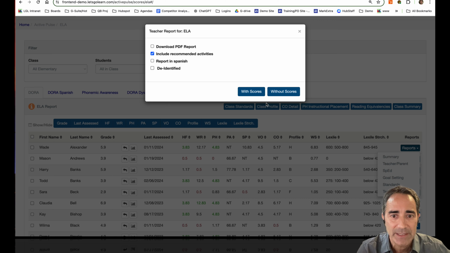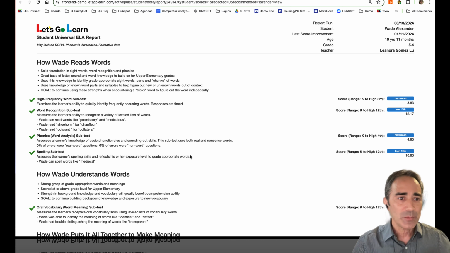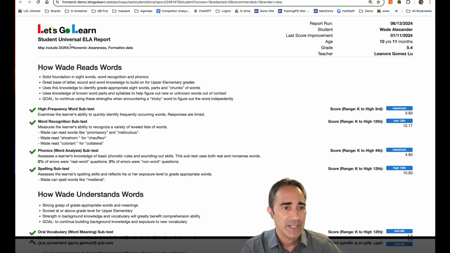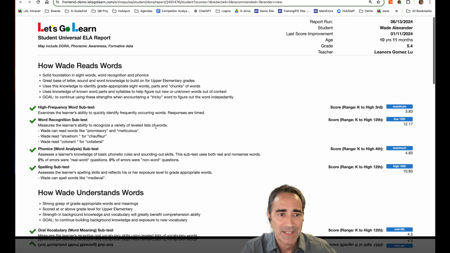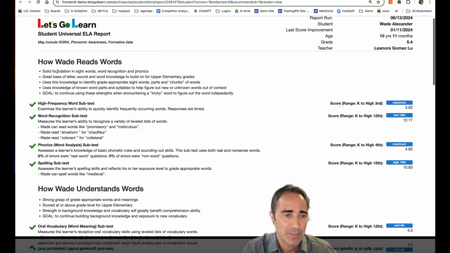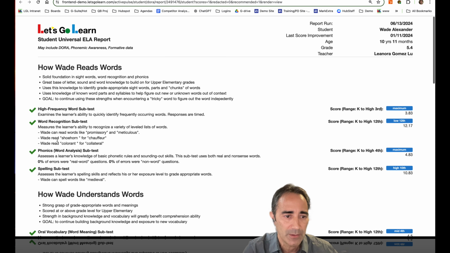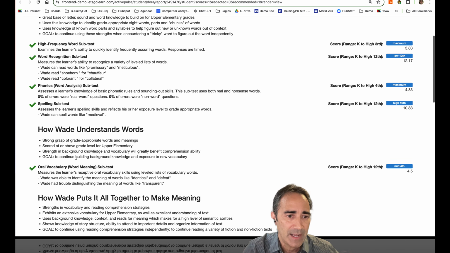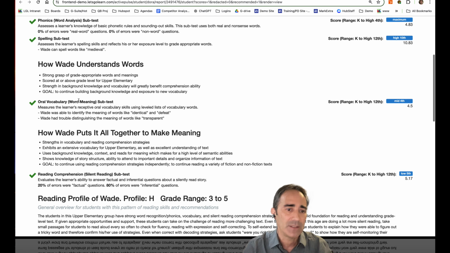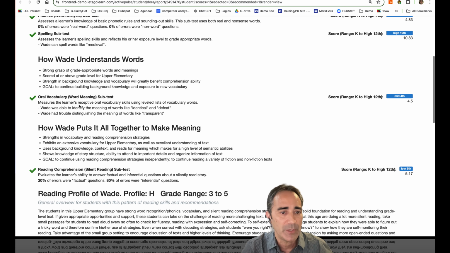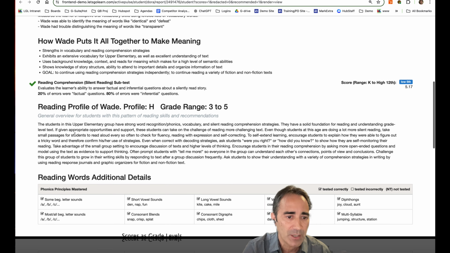They include recommended activities. So this report tries to put what I just showed you into words. So how Wade reads words. Okay, so this student mastered everything, so of course it's not going to say much, but if it didn't, it would tell you work on phonics, work on sight words, right? And you would see the check boxes or the red X, and then how Wade understands words. So this student's all good, but you can see how we give a narrative description. We try to guide you on what to do, and we give a little profile.